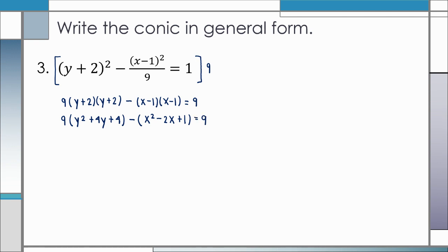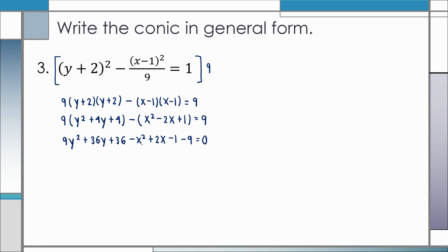This still equals 9. I'm going to distribute that 9, so we'll have 9y squared plus 36y plus 36. Notice that I had kept that x terms, that trinomial in parentheses, and that's because we have a negative. I'm going to distribute that negative. So we'll have a negative x squared plus 2x minus 1. I'm going to go ahead and subtract that 9 over to the other side, so I'll put minus 9, and this equals 0. Now it's a matter of just combining like terms and getting it into that general form.